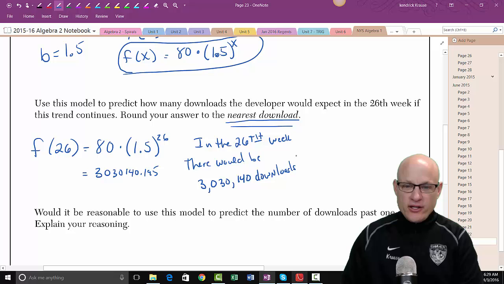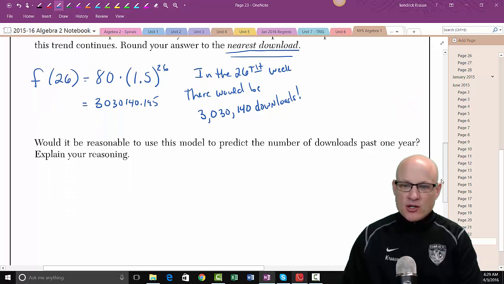Sell them for $1 each. $3 million right there. Of course, Apple would take its cut, or whoever.